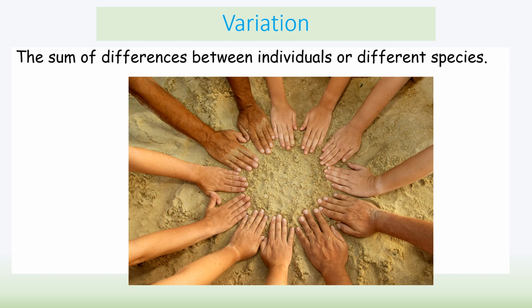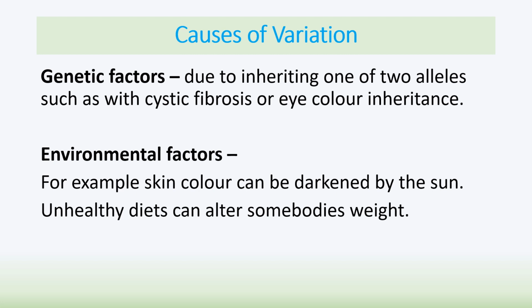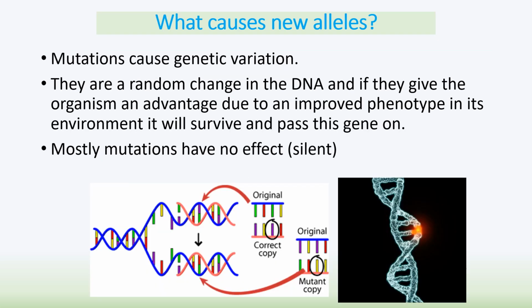Variation is the sum of differences between individuals. Variation is caused by two factors: genetic factors, which are inherited in your genotype, or environmental factors, for example skin color, which can be darkened by the sun, or weight, which can be affected by diet, exercise, and many other factors. We obviously rely on the production of new alleles to cause variation, and this is caused by mutations that lead to a random change in the bases of DNA.